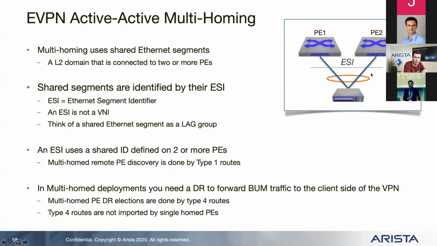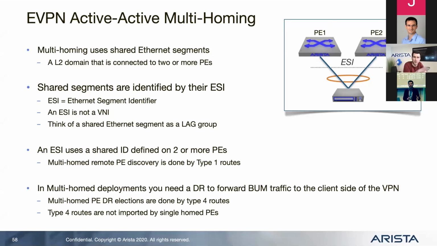The ESI is again the shared ID which is used on 2 or more PEs, and then the VTEPs themselves, the tunnel endpoints themselves within EVPN, they discover one another via what we call a type 1 EVPN route that I will cover in a second. In multi-home deployments, of course, these two devices are sharing a single Ethernet segment. So when it comes to broadcast, unknown unicast or multicast traffic, otherwise known as BUM traffic, we do not want there to be any duplication of traffic onto the shared segment. That would be a bad thing, right?